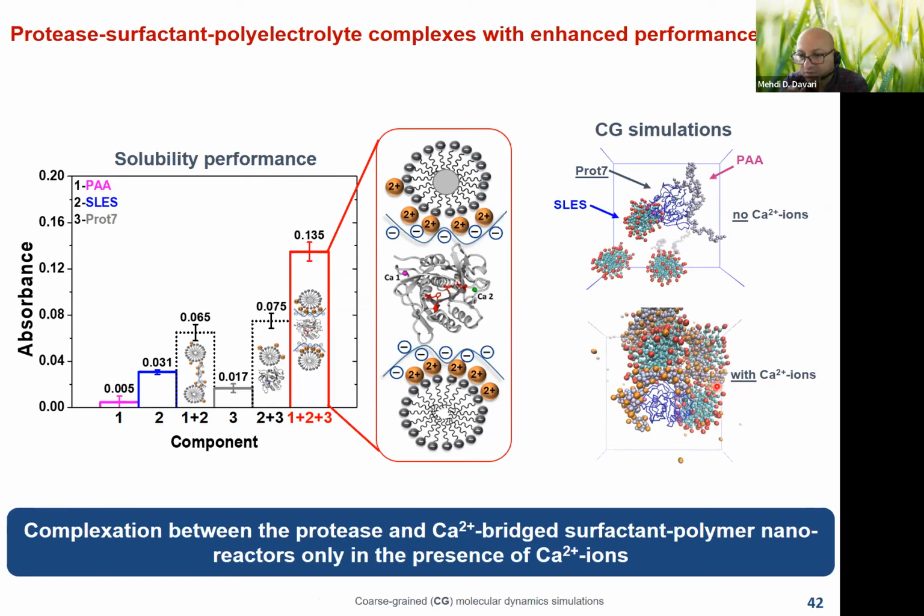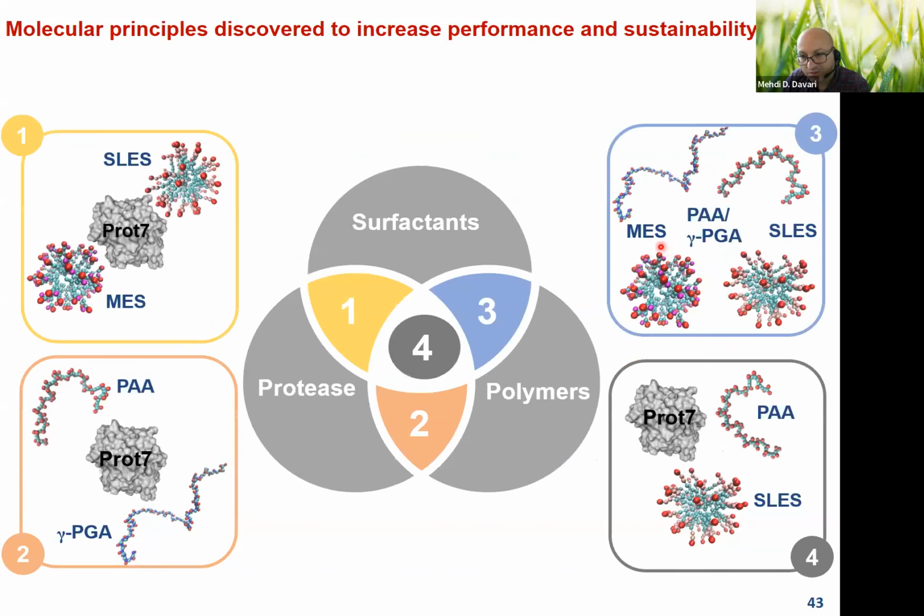And as you see in this model, we see that surfactant and polymer can interact through bridging through calcium, and they can interact with the calcium binding site of the proteases. But this will not be the case when we do not have calcium; we do not see much clustering of those in our coarse-grained simulation. So now let's look at the whole system together.